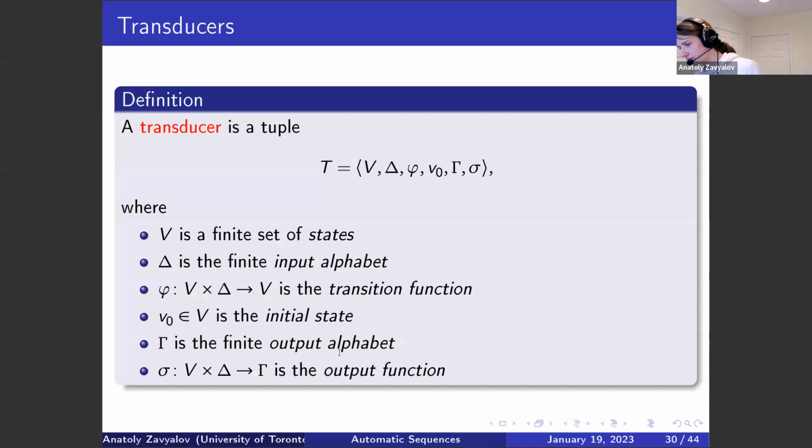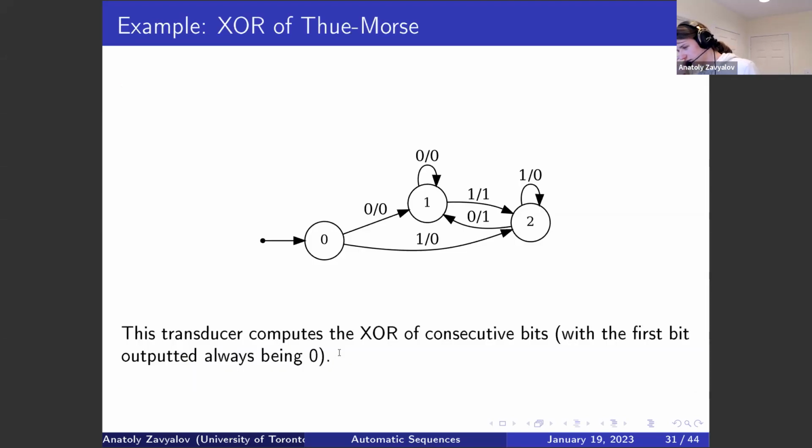So let's take a look at a specific example here. What this transducer does is it computes the exclusive OR of consecutive bits, with the first bit always being 0. To see how it works, I'm going to annotate again. Let's say we have some sort of sequence, it doesn't really matter, and we feed it through this transducer. Starting off at the initial state, we're going to follow this edge. The output of it is a 0.